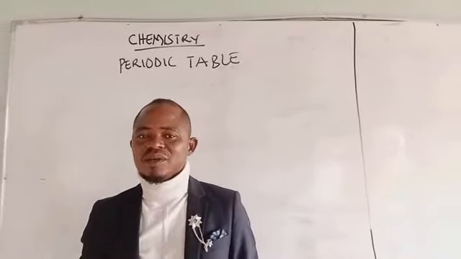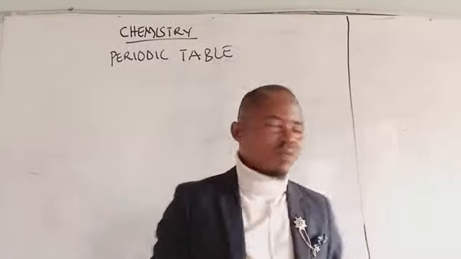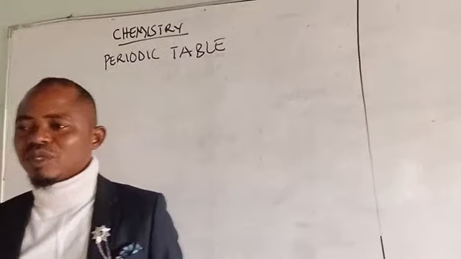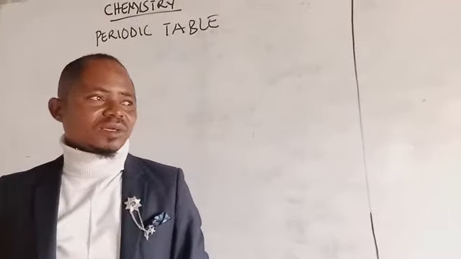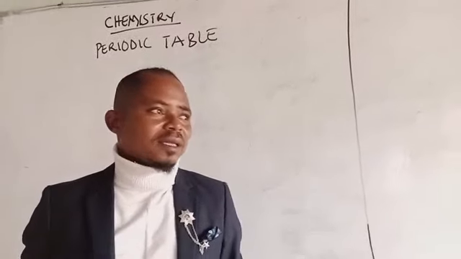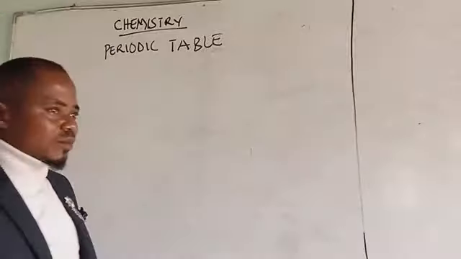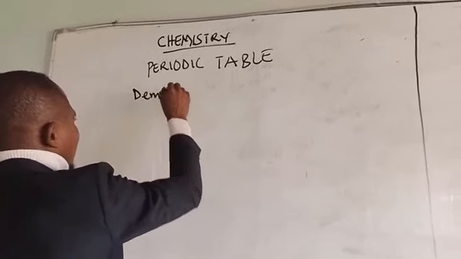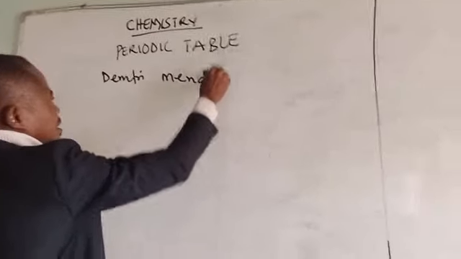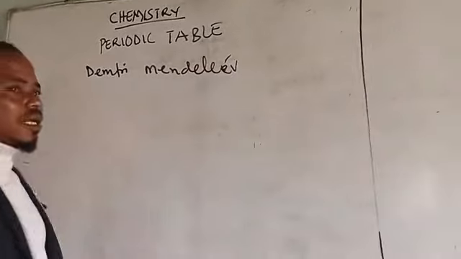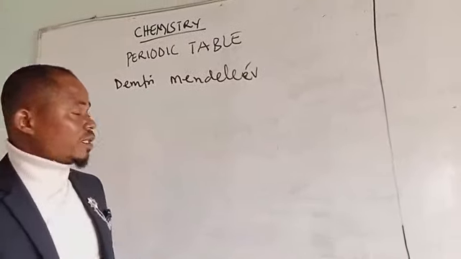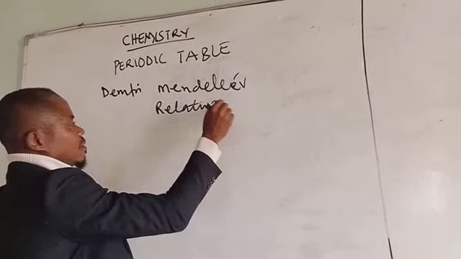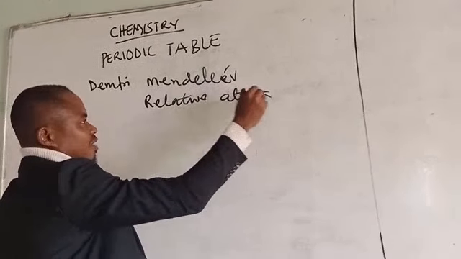So stay tuned. But for the sake of this class, we're starting with the concept of the periodic table. Now, there were so many contributions to the concept of the periodic table, but the most important one is what we'll be taking. Mendeleev was the first to arrange elements into the periodic table. Dmitry Mendeleev is a Russian scientist. He arranged elements into the periodic table using the relative atomic mass.